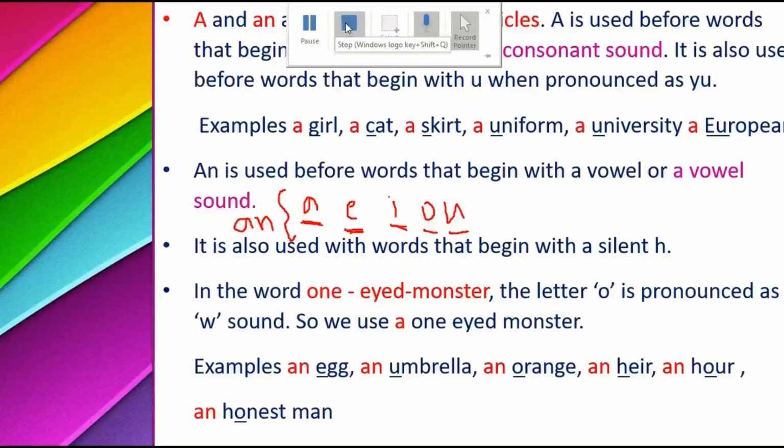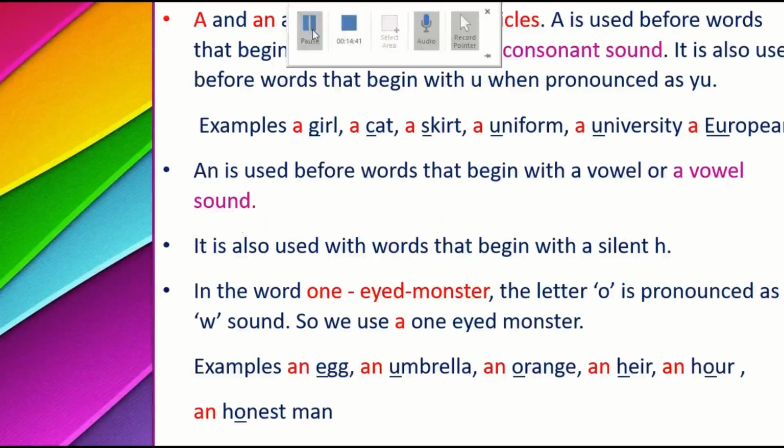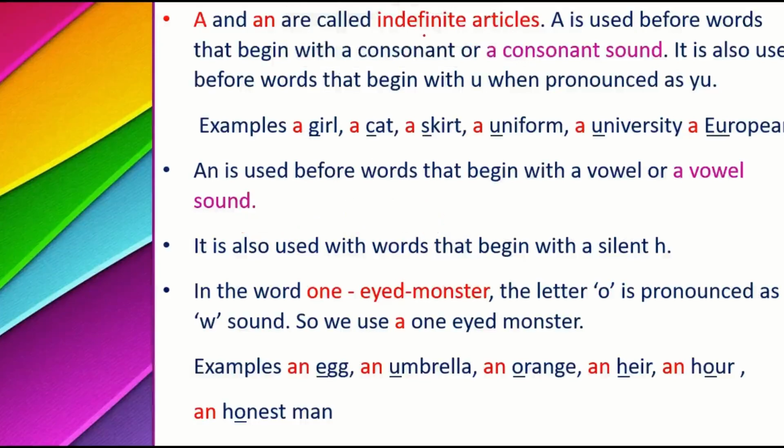Now let us look into the textbook. A and an are called indefinite articles. I have already told you there are two types of articles, definite article and indefinite articles. Indefinite article means which is not clear or exact. For that nouns we can use a or an, and it is for singular. It is used for singular nouns.